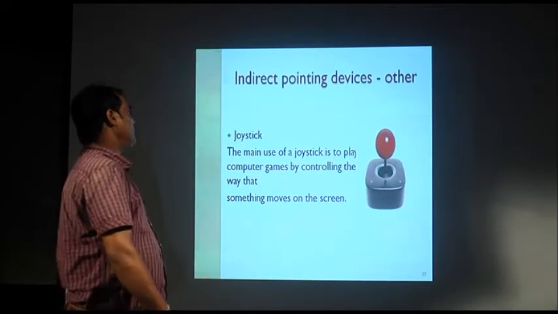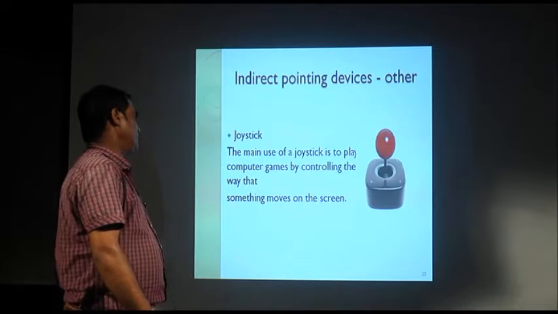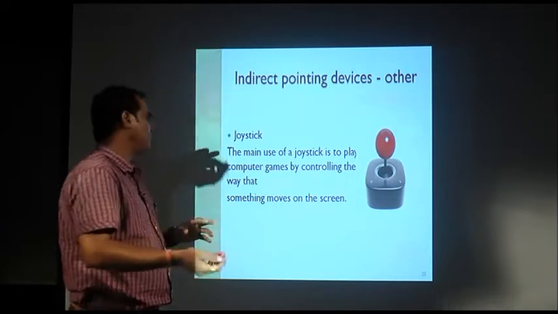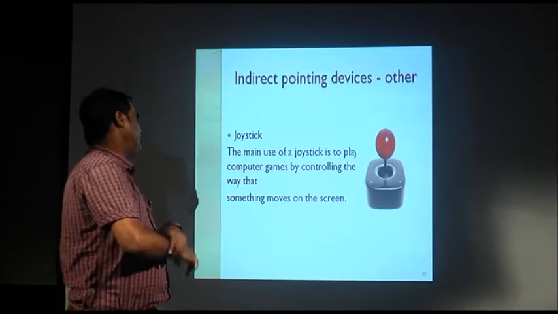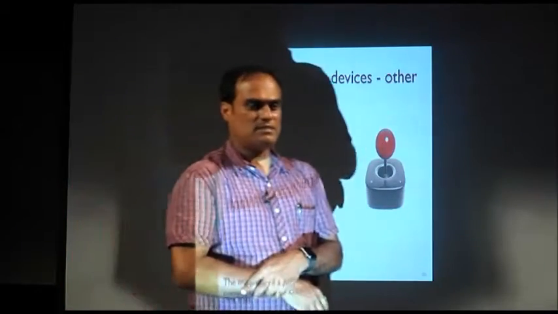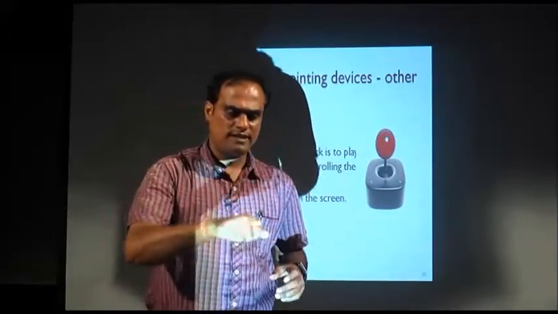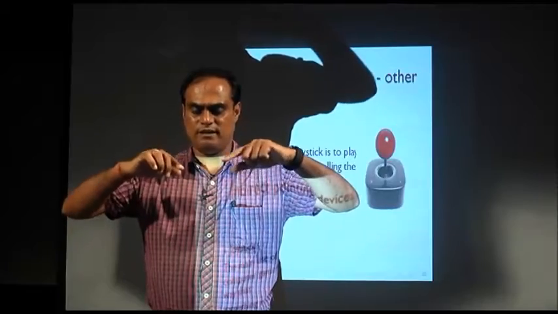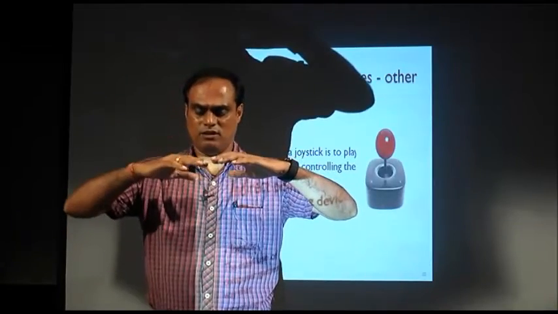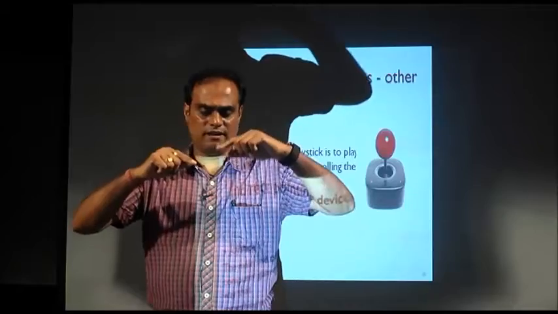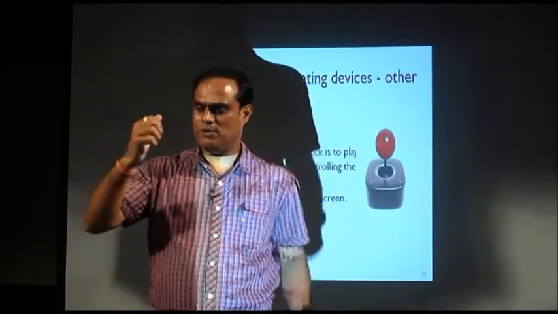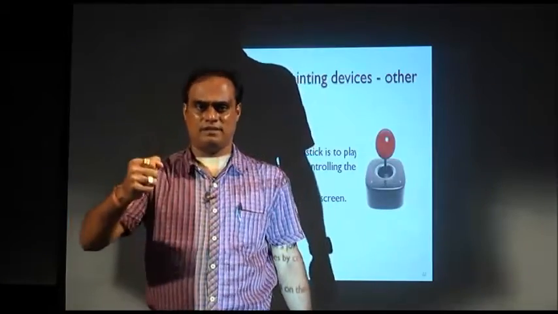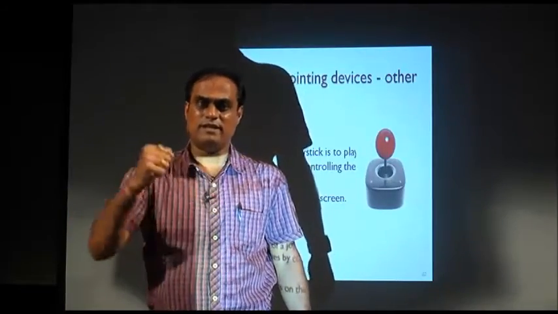Next, some indirect pointing devices. These are the joystick and the trackball. The joystick was used earlier, and nowadays it is also used for gaming purposes. That means it is a rotating system. On your keyboard, arrow keys are there: left, right, up, down, so that is only in one direction, yes or no? But the trackball is a rotating input device.